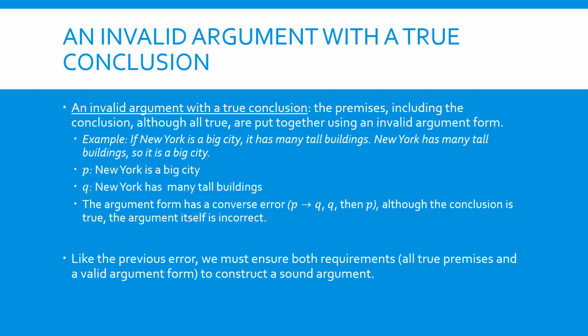Fourth, we could also reach a true conclusion using an invalid argument form. Consider the following proof. If New York is a big city, it has many tall buildings. New York has many tall buildings, so it is a big city. The argument form used here is P implies Q, Q, then P, which is a converse error we just discussed. However, the conclusion that New York is a big city is a true statement. From this example, we know that sometimes we can reach a correct conclusion without using a correct logic. However, even if the conclusion is valid, the proof itself remains invalid.